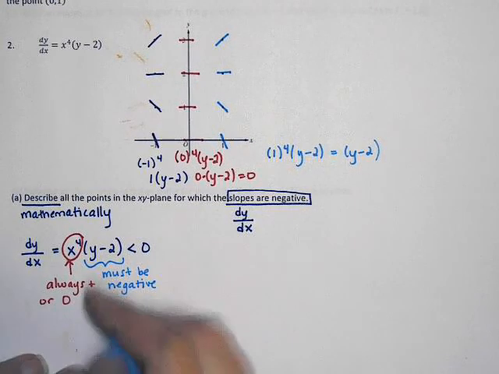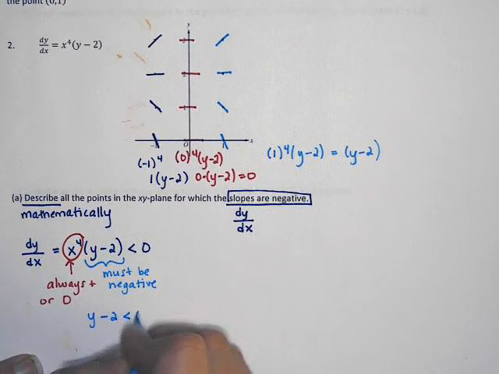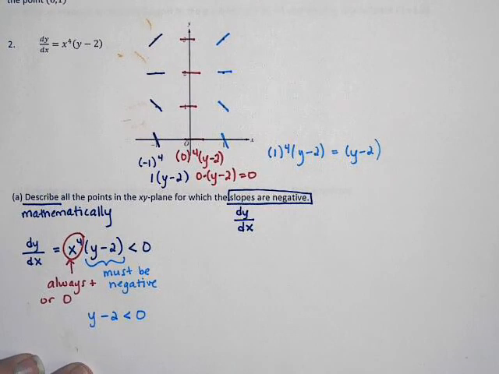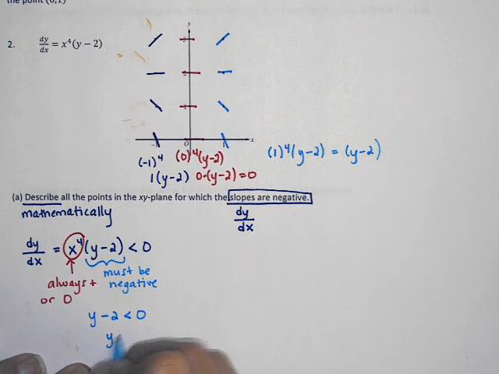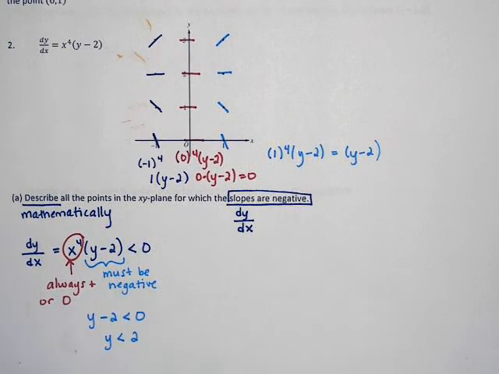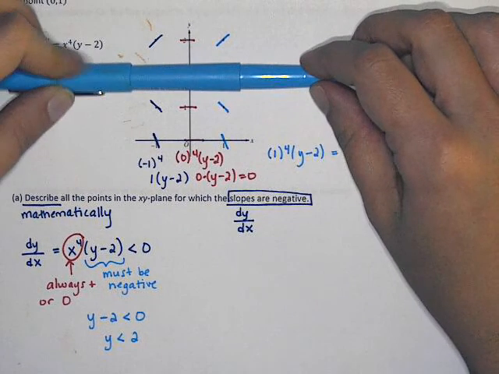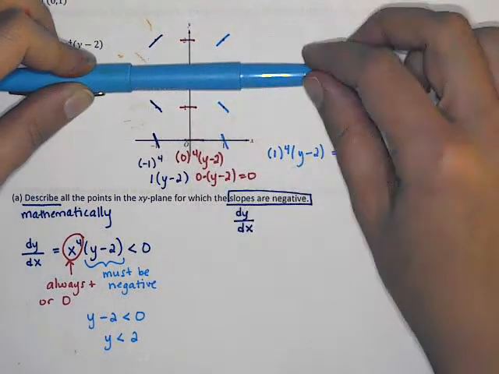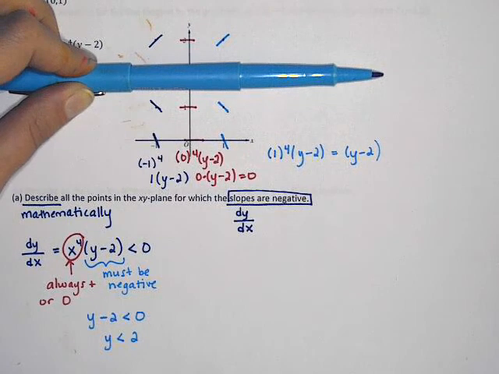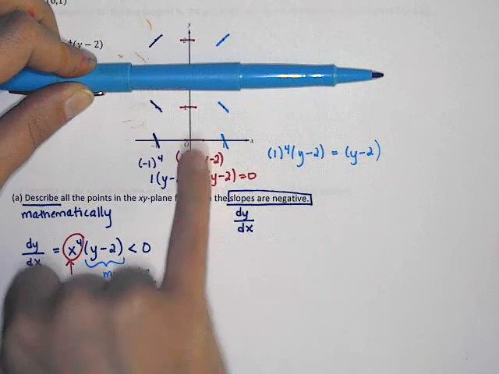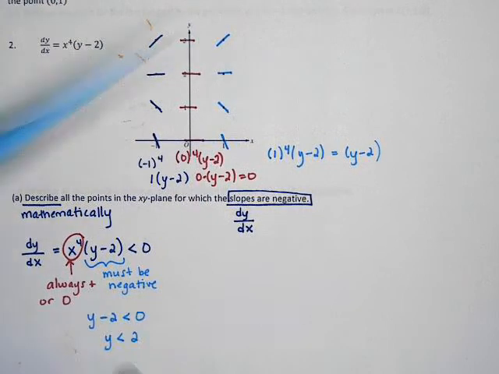So we would write y minus 2 has to be less than 0, which is solvable because we have one equation now. So our slopes are going to be negative when y is less than 2. But now let's go back to the graph and make sure that that makes sense. Right here is the place where y is less than 2. And if I look at this picture, not all of these slopes are negative. As a matter of fact, some of them are flat. They're zeros. So saying that y is less than 2 is not enough.